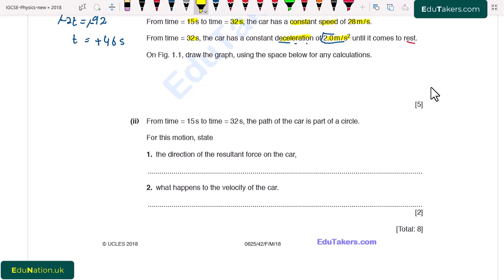So here we have to do all of these calculations in this space. Part 2. From time 15 seconds to 32 seconds, the path of the car is part of a circle. From this motion state, first the direction of the resultant force of the car. So here we have to describe the direction of the resultant force.